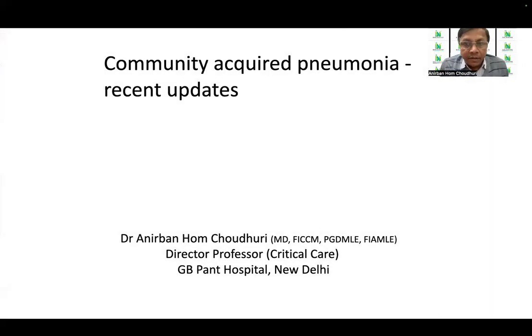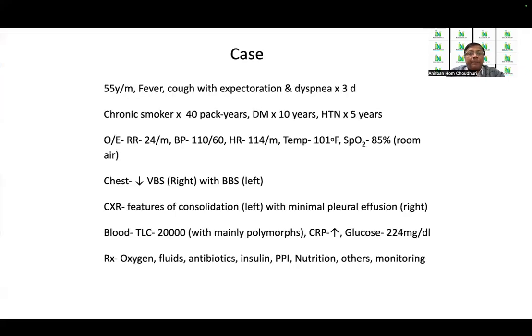Dear friends, in this video, we will talk about some recent updates on community-acquired pneumonia, which is one of the leading causes of ICU admission in our country. Let us start with an illustration of a case of a 55-year-old male with fever, cough with expectoration, and dyspnea for 3 days, who presents to the emergency room.